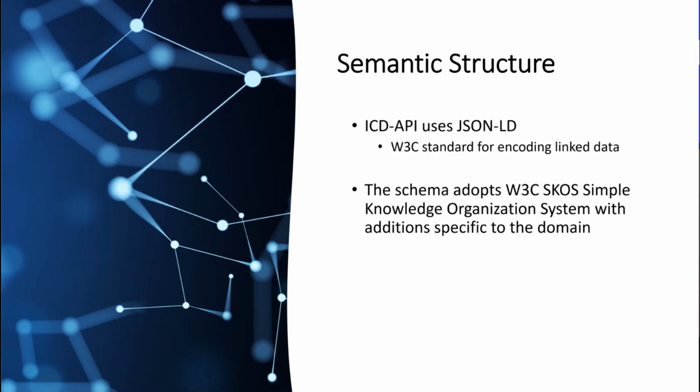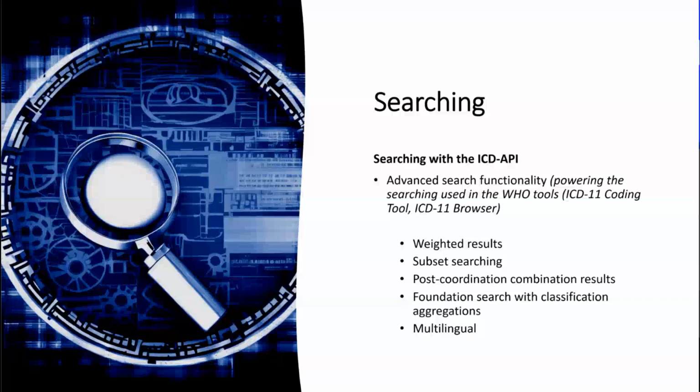since 2018. The API has a semantic structure based on JSON-LD, which is a W3C standard, and the schema uses some components from SKOS and some additional components specific to the domain of ICD. One very important aspect of the API is searching. It provides a good search functionality which goes over the full foundation and the linearization and gives you results.